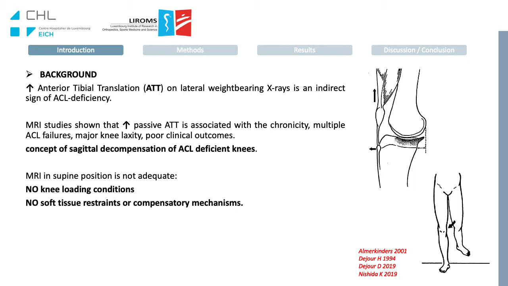Anyway, MRI is not adequate, in our opinion, to evaluate the sagittal decompensation, because no knee loading is possible in the supine position of the MRI, and therefore no soft tissue restraint or compensatory mechanism is possible in the ACL deficient knees.